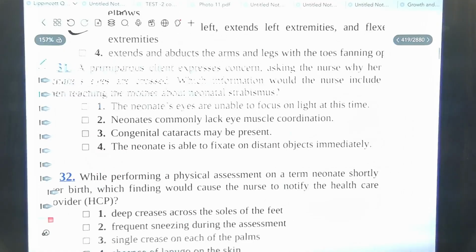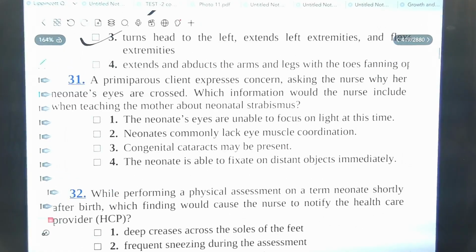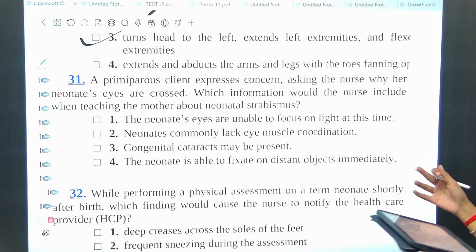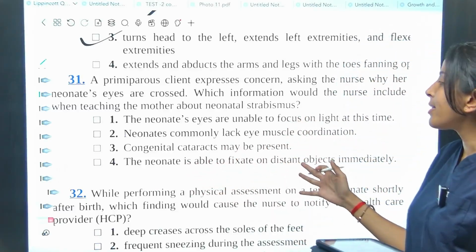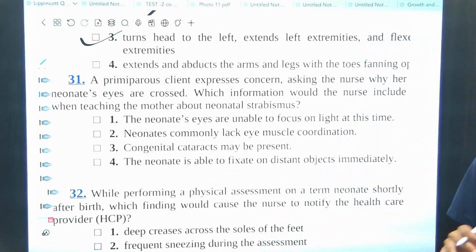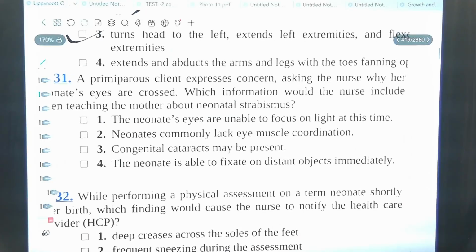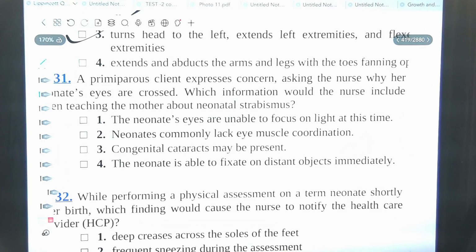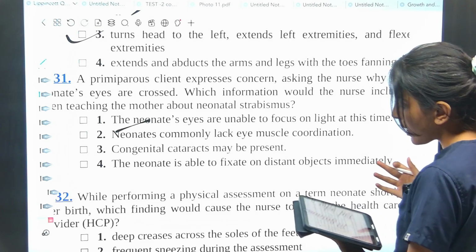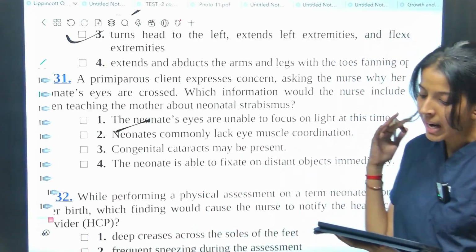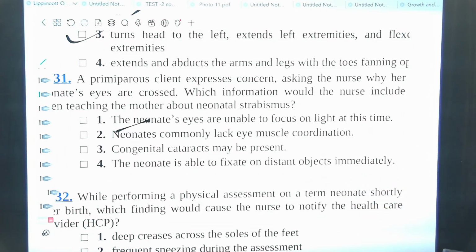Now next question 31. A primiparous client expresses concern, asking the nurse why her neonate's eyes are crossed. Which information should the nurse include when teaching the mother about neonatal strabismus? So what is the reason for neonatal strabismus? Choose the right response that the nurse can tell the mother. So neonates commonly lack eye muscle coordination that can cause neonatal strabismus.